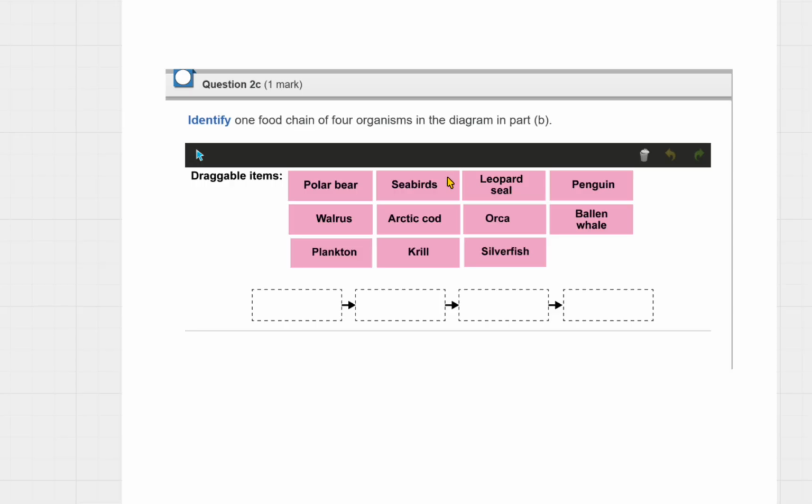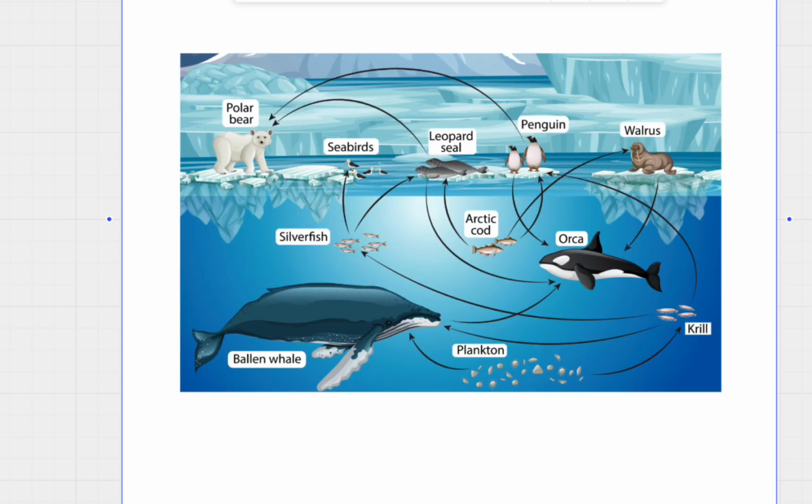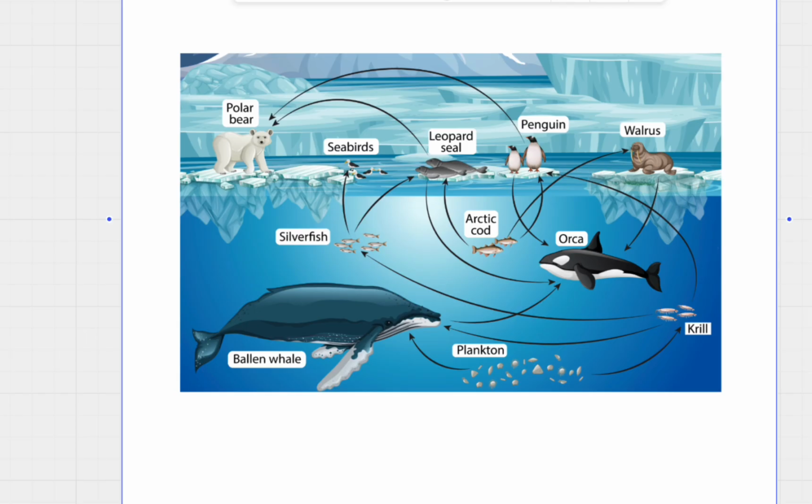First, let's just look at the diagram over here. Looking at this, let's just build our food chain. So over here we see we have plankton. The plankton are eaten by the krill. The krill is eaten by a penguin, and the penguin is eaten by a polar bear. As simple as that.